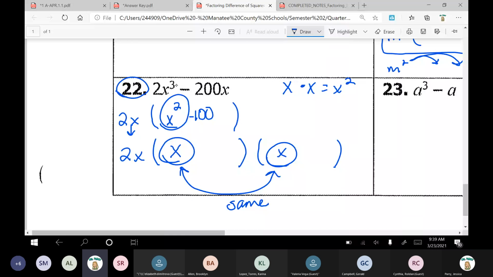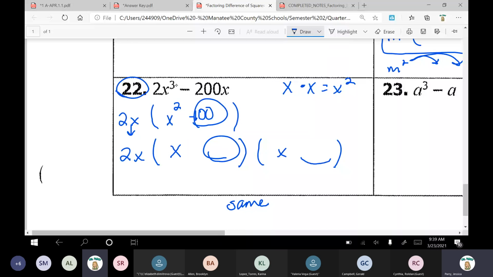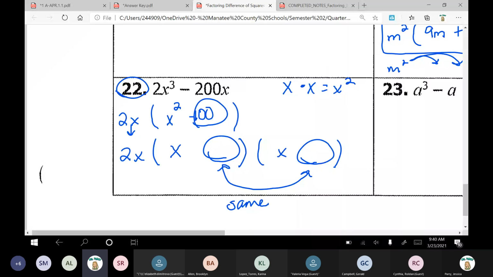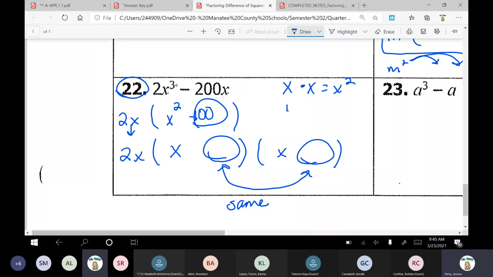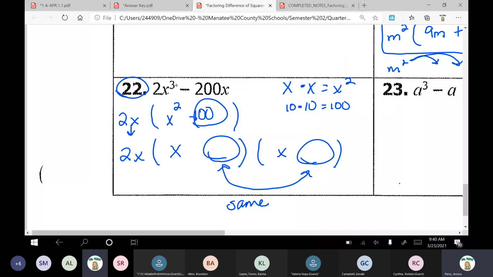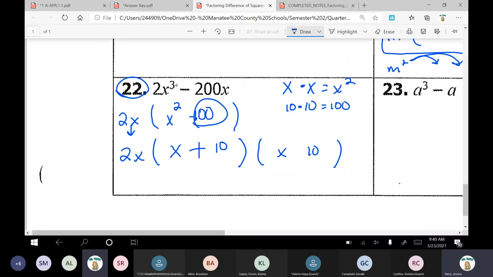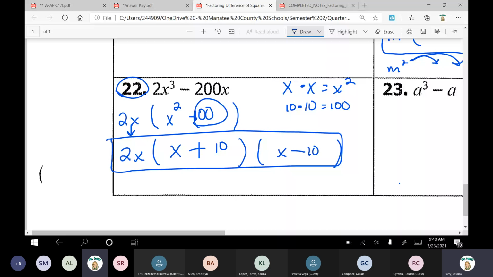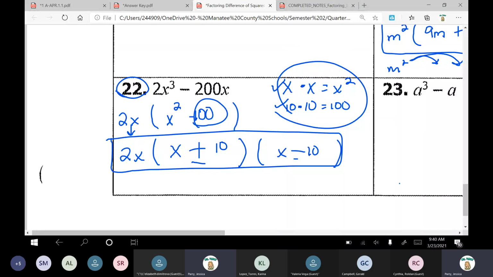Perfect. Now let's look at the 100. What times what is 100? Same number. What times what is 100? 10. Perfect. 10 times 10 equals 100. 10, 10. Okay, all we need to do is put our signs in there, plus sign, minus sign, and then you are all finished. That is it for number 22. You can FOIL it out, check your work, or you can do just this stuff over here on the right to check it to make sure it matches, and then you're good to go. As long as you've got different signs, then it's correct.